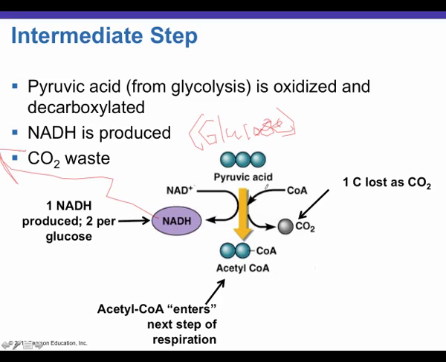We also lose a carbon, right? So here we have 3 carbons, acetyl-CoA only has 2, so actually we lose a carbon, and this carbon becomes carbon dioxide. This is now waste, right? So we've generated our first waste product, yeah. And then we produce acetyl-CoA, which goes on to our next step.